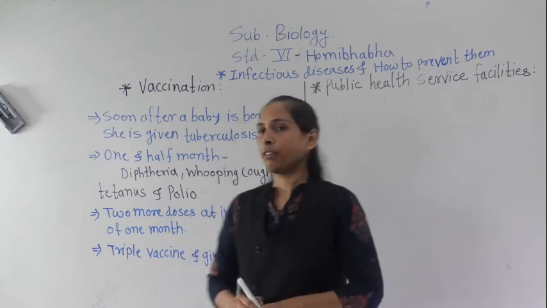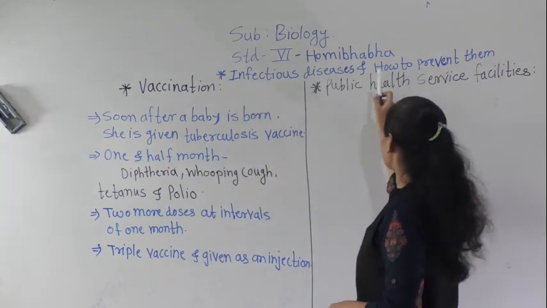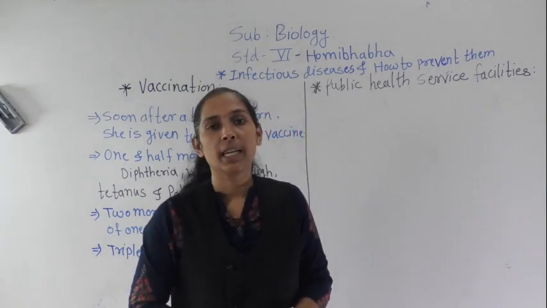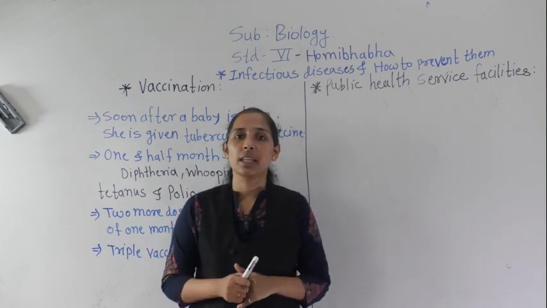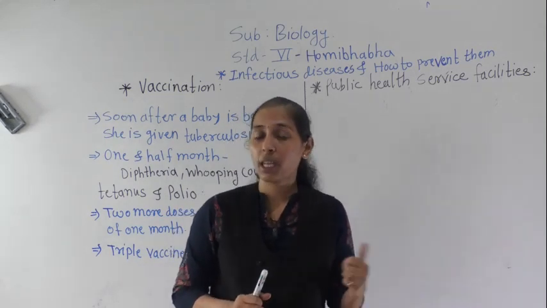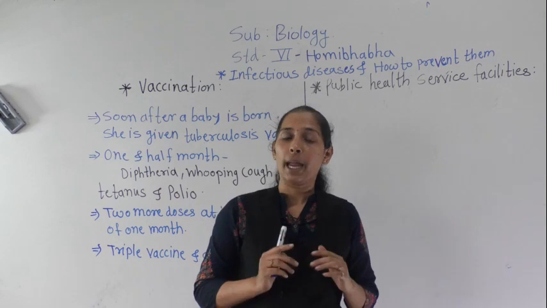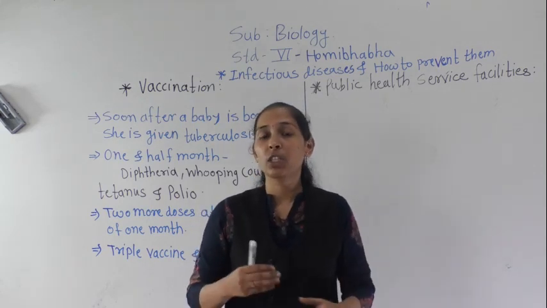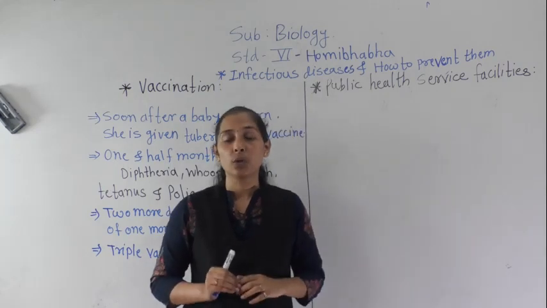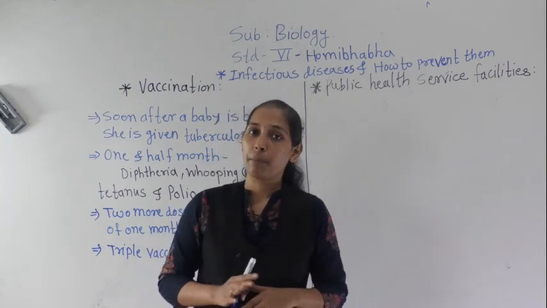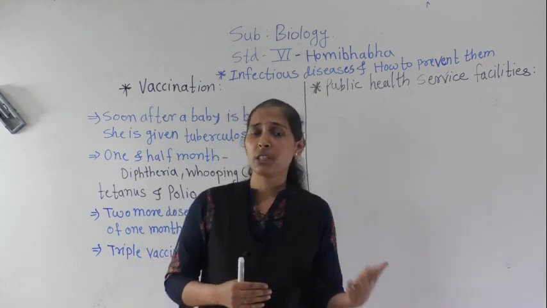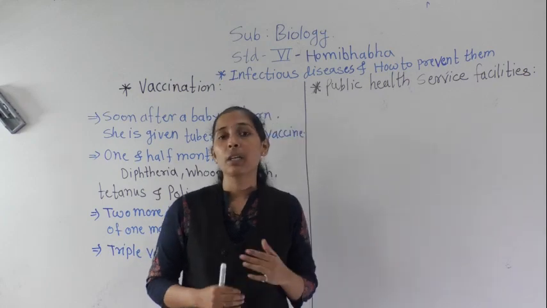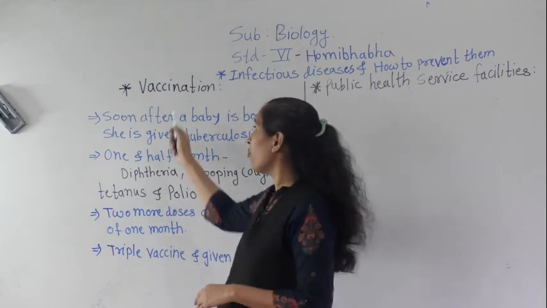So we were discussing our lesson, infectious diseases and how to prevent them, from the State Board 5th standard textbook. In that we have discussed how infectious diseases spread in different phases, and also what is meant by epidemic. Today we will discuss how to prevent that epidemic, or which ways we have to follow to stop it. Already we have discussed some points to prevent the spreading of an epidemic, and today we will see the next point, that is vaccination.